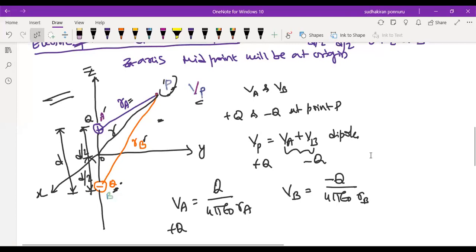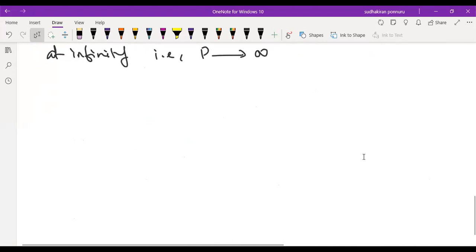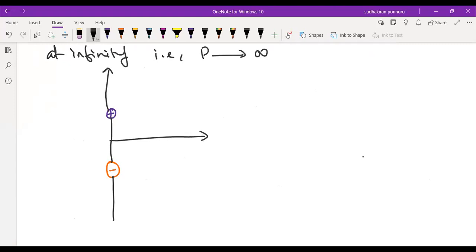So I am making that diagram again downward. Earlier we have point charge plus Q and point charge minus Q, and these two point charges are separated by a distance D, placed on the Z axis with the midpoint at the origin. So this is the X axis, Y axis as well as the Z axis. Therefore this becomes D by 2 as well as D by 2.